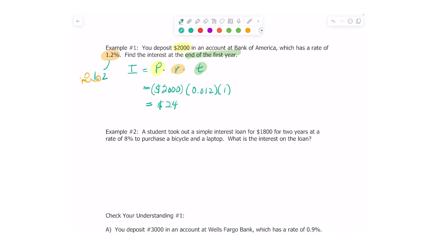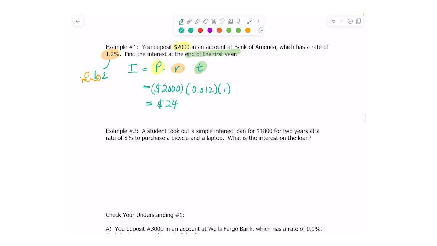What that means is that at the end of that year, you could withdraw $24 and you wouldn't have touched the $2,000, right? You still have $2,000 in the bank. So really you have a total amount of $2,024.